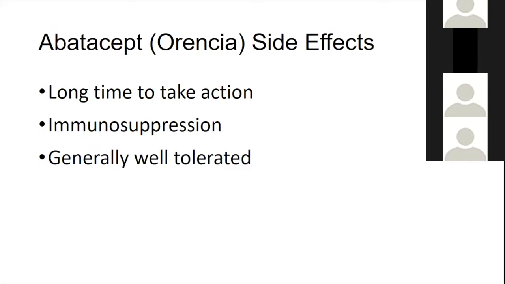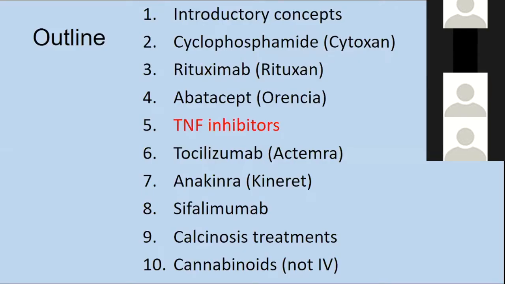Side effects of Orencia: one is that it takes a long time to actually work, so it's not a medication that we expect to see results from quickly, and that can be difficult, waiting essentially for the medication to work. It's generally a well-tolerated medication, but it does suppress the immune system.